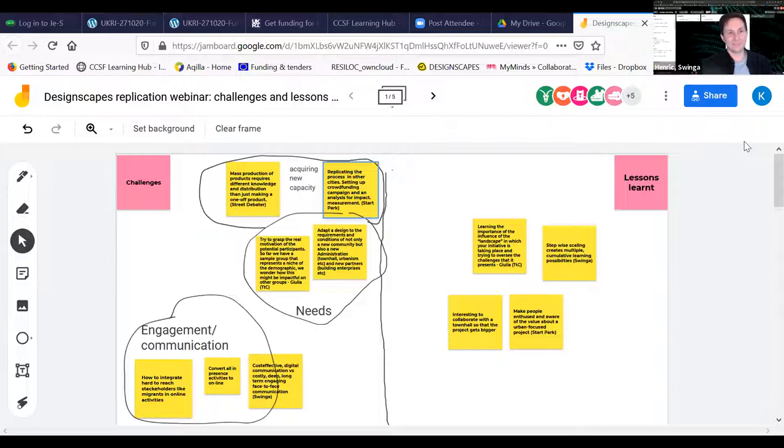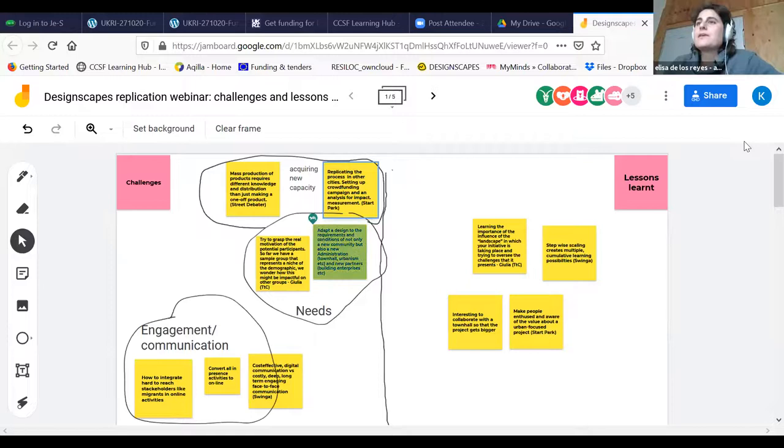I was curious to ask, since it doesn't have a name, there's a post-it saying, talking about organizations, of adapting to the new administration in a city. So I was wondering first who wrote that and if they wanted to maybe share it. Maybe that's a challenge also common for people. It was me. It's Sagro Plaza Quiriquiño, the project.